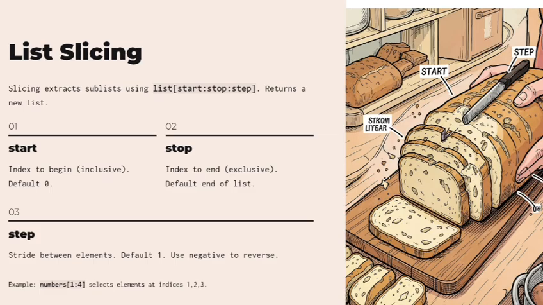Okay, reversing a list using slicing. A negative step reverses the list. For example, numbers[::-1]. The output will return the elements in reverse order. Okay, have a look at this PPT.